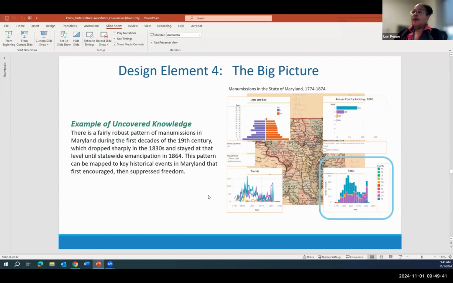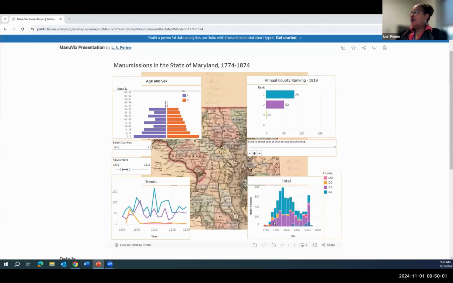And so, we see that robust pattern of manumissions during the first decades of the 19th century, a sharp drop in the 1830s. There are some historical reasons why that dropped. Things kind of stayed at that level until actual emancipation in 1864. And you see that 1864, of course, was when the state of Maryland actually did its emancipation.